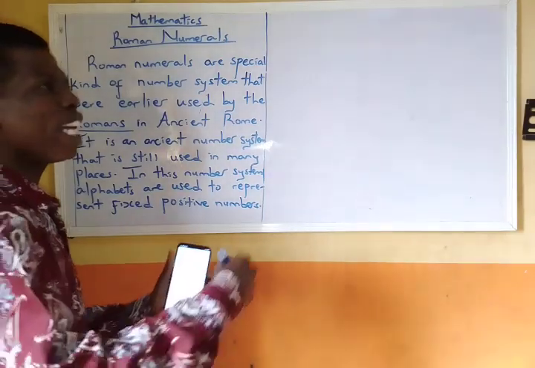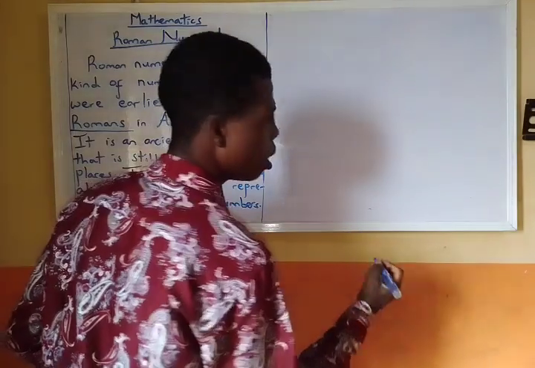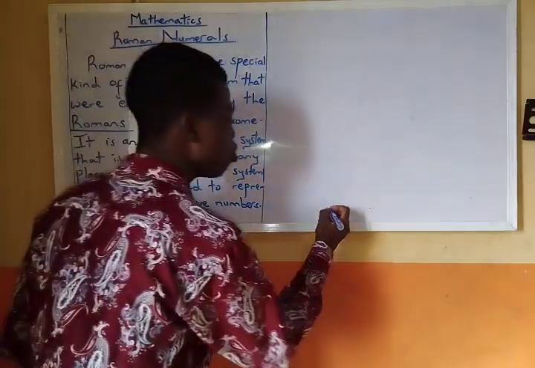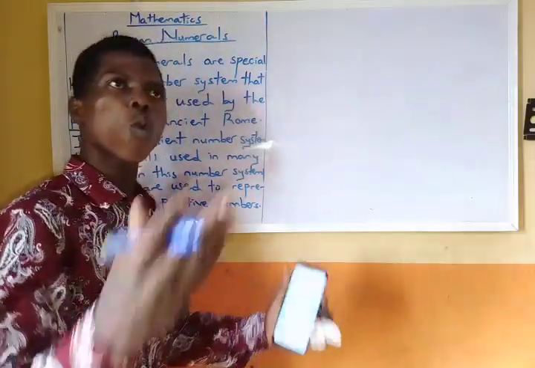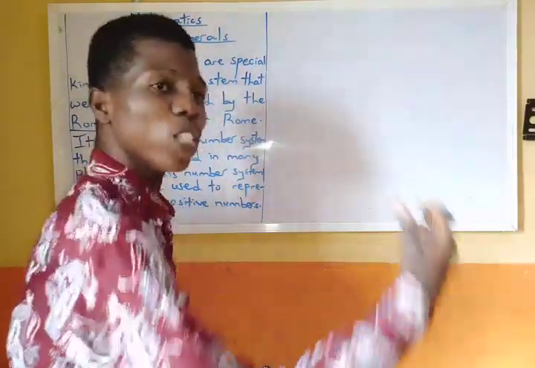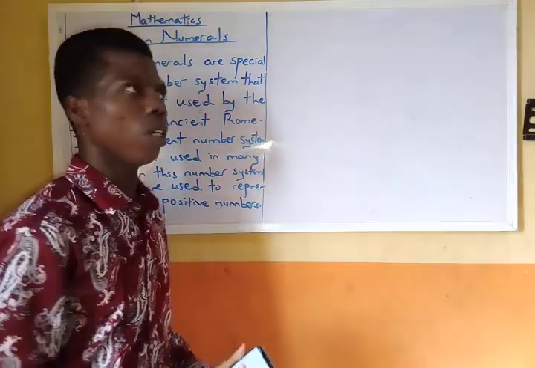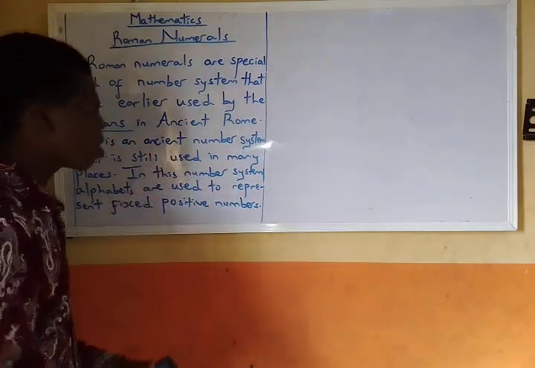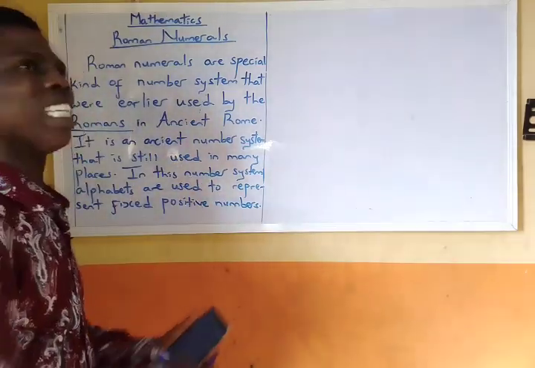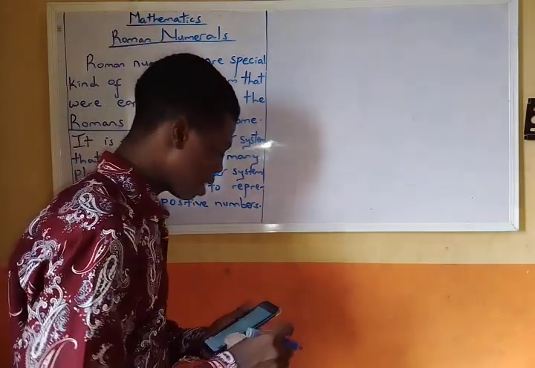If you have read some books, you must have seen at the beginning of the books, the pages are numbered in Roman numerals, right? You must have seen some wall clocks and wristwatches too. You will see them also in Roman numerals. So it's an ancient number system that is still used in many places, in different forms. I want you to understand this very well.